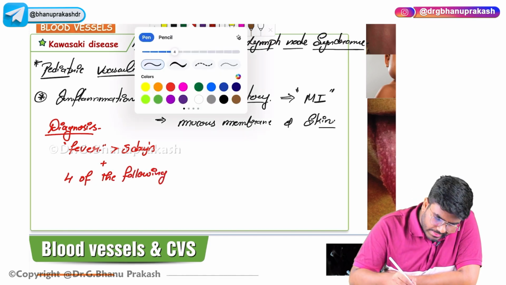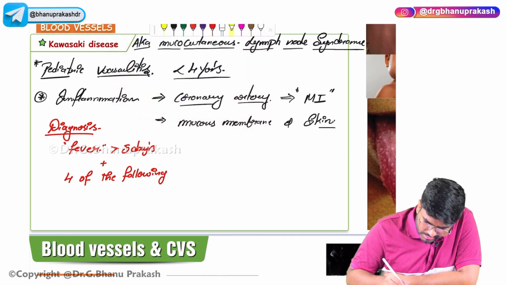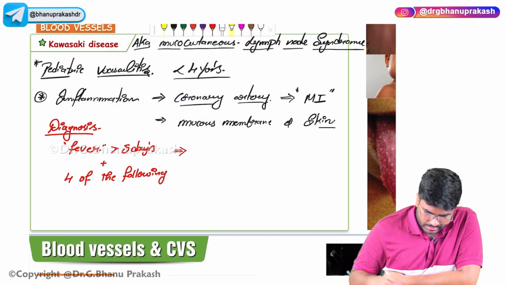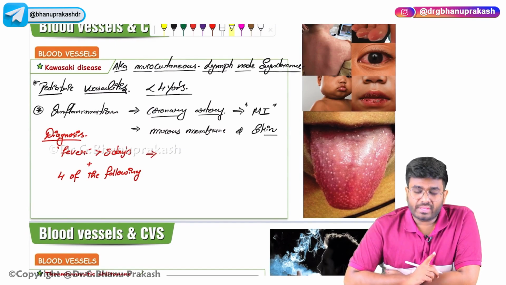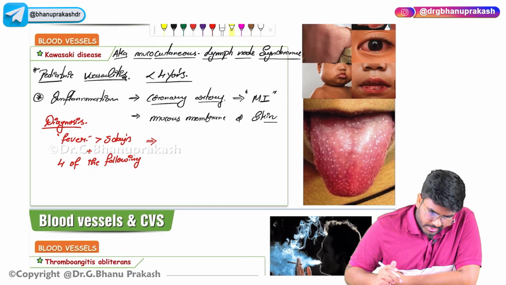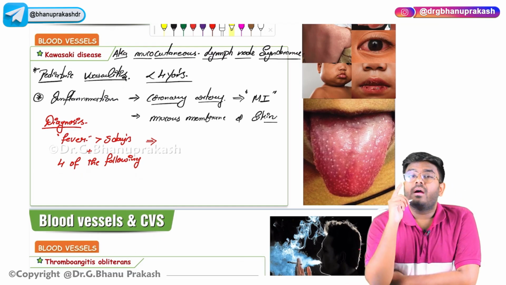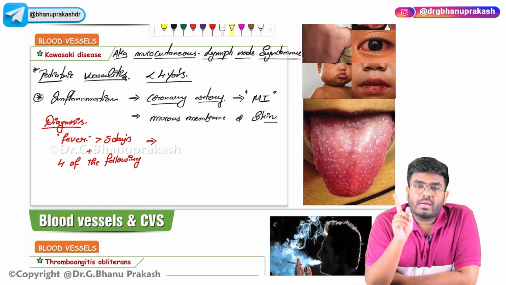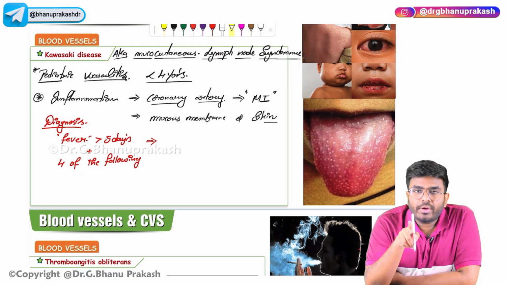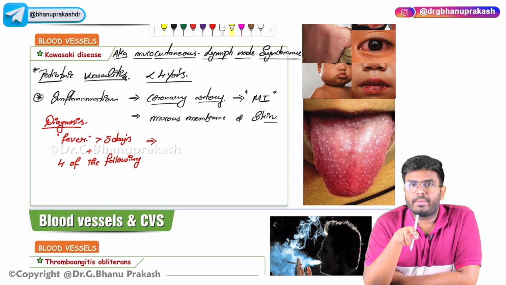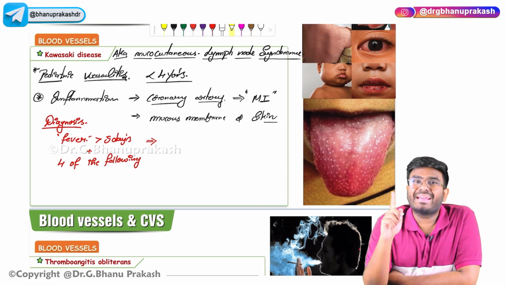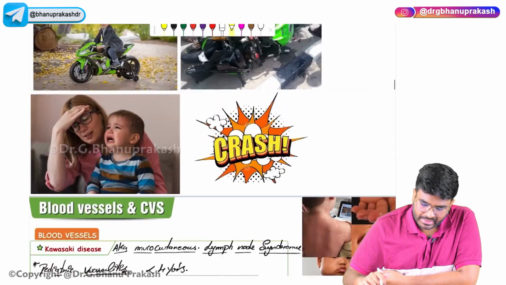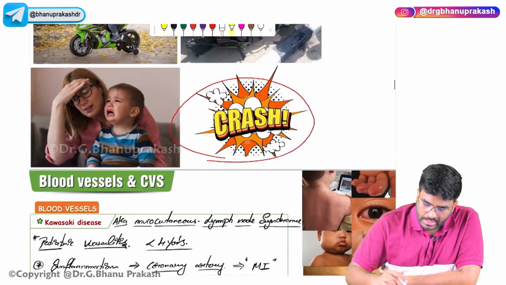So what are the any 4 of the following? The baby should have the fever for more than 5 days. Along with that, what should be there? I have given you already a story: a kid less than 4 years drinking corona beer and riding the Kawasaki bike. This disease is Kawasaki disease, that's why the Kawasaki bike. And what is he going to do? He is going to definitely cause a crash. So, that's a mnemonic.